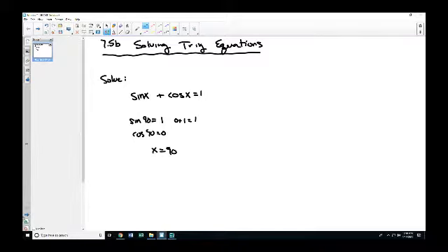135 degrees and 315. Let's check it. Sine at 135 is just root 2 over 2. And cosine at 135 is negative root 2 over 2. Do those add up to 1? Not good. Good try though. You're going to run into that, right? If you don't get 1, you just move on. So no. Are there any others?